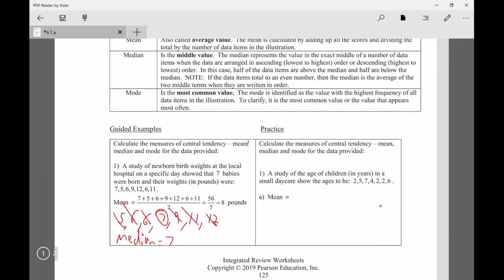And then hopefully the mode is pretty apparent here. The mode becomes really apparent because the only number that occurs more than once is 6 here. So the mode is 6.